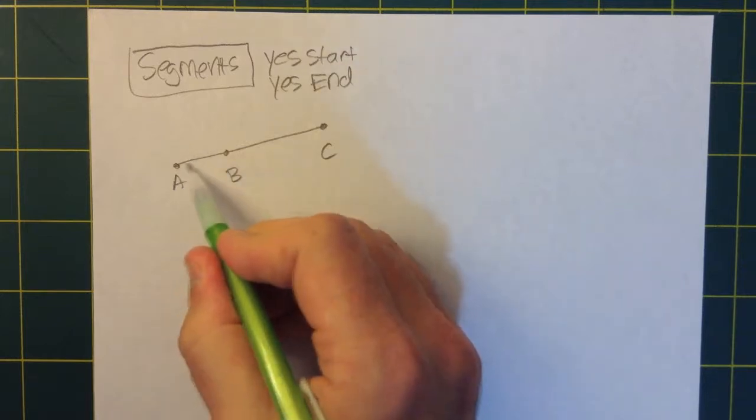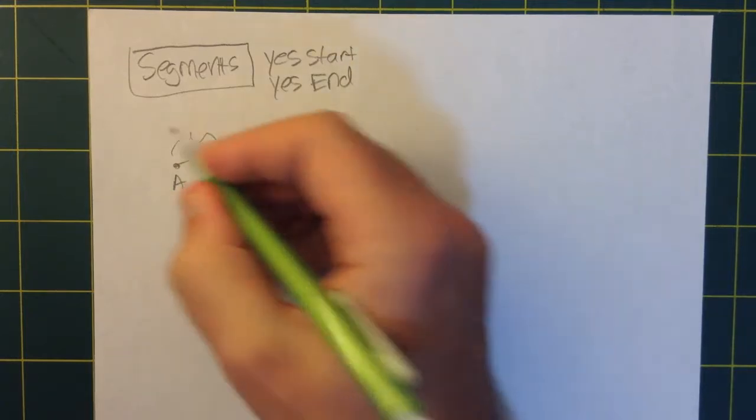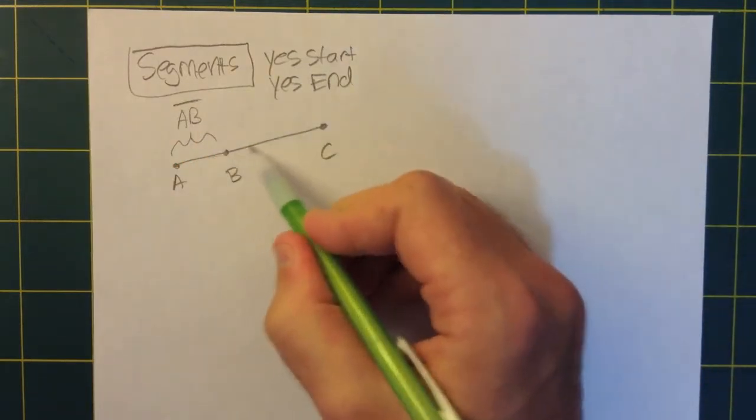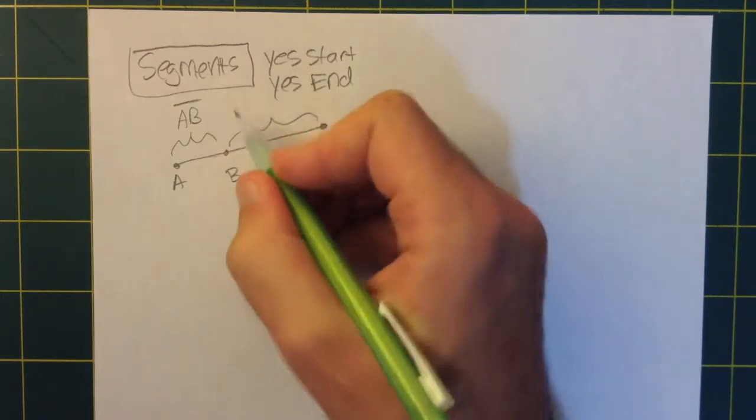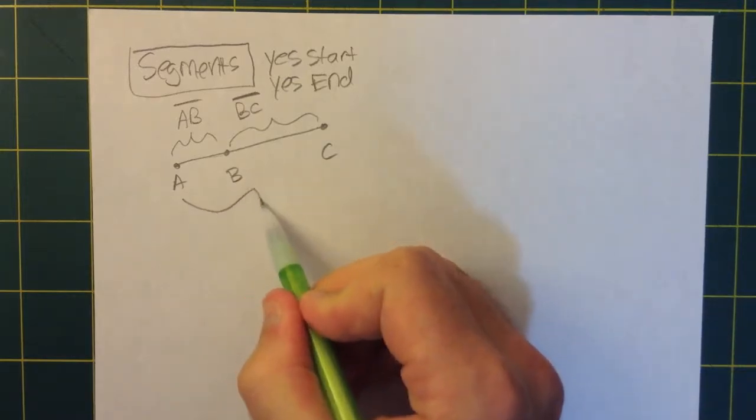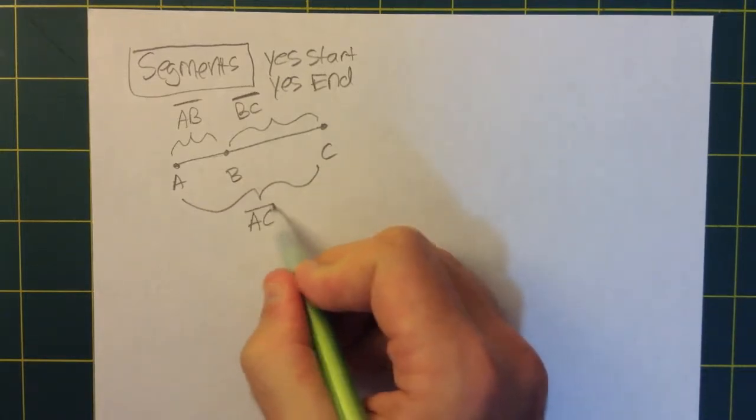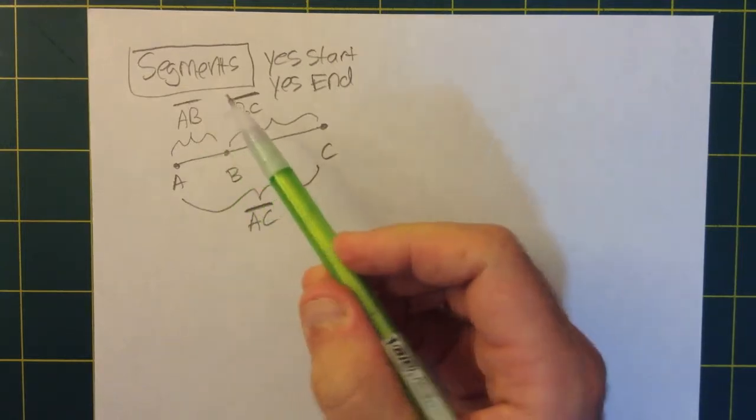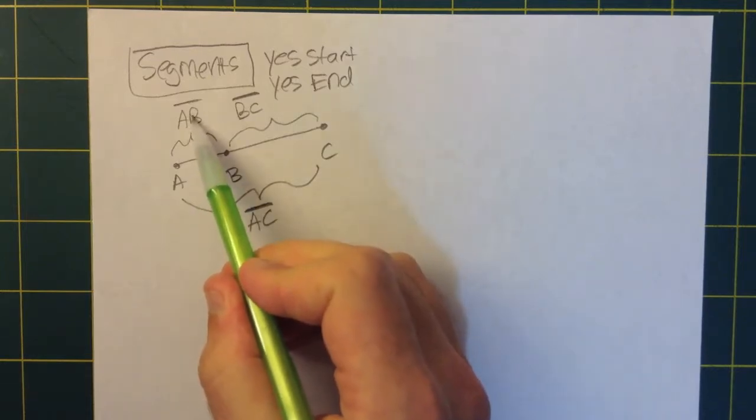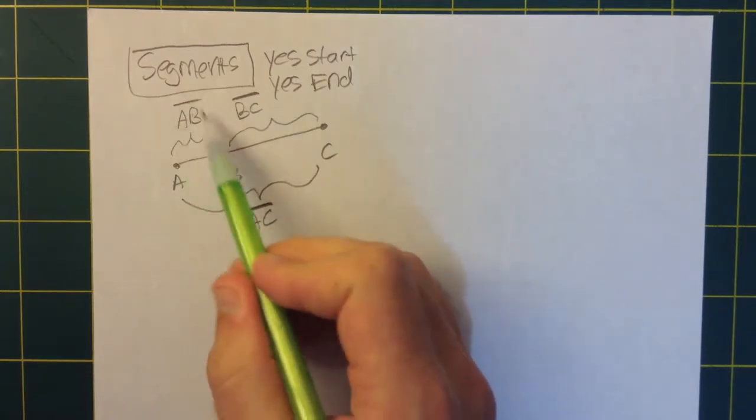Like if I wanted to just talk about this piece right here, I would say AB and I'd put the segment symbol above. Or if I wanted to just talk about this piece, I would say BC and I'd put that symbol above. If I wanted to talk about this whole thing, I'd have to say AC and put that symbol above. So this is the symbol that means segment. When we talk about line segments as an object, and we're not talking about any numbers, and we just say line segment AB, you have to put that symbol above so that you know you're talking about a line segment.